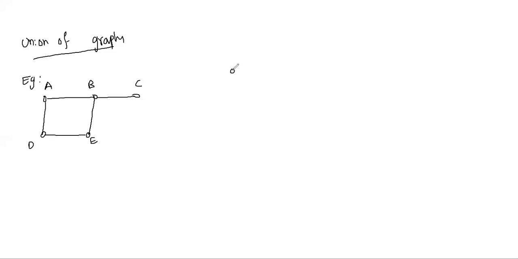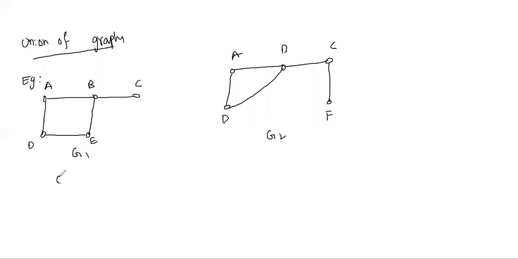Next, another graph with A, B, C and next A, B, C, D, F. So now this is the G1 graph and this is the G2 graph. Now we have to do G1 union G2. G1 union G2 means whatever common edges are there, you have to write them one time.